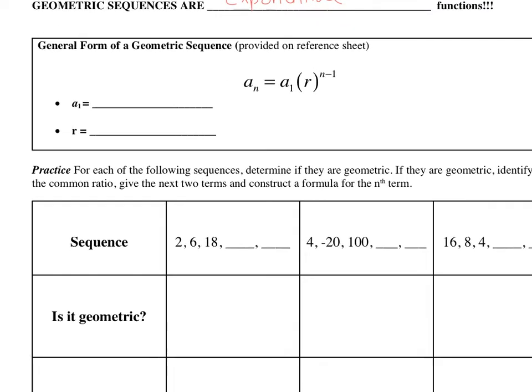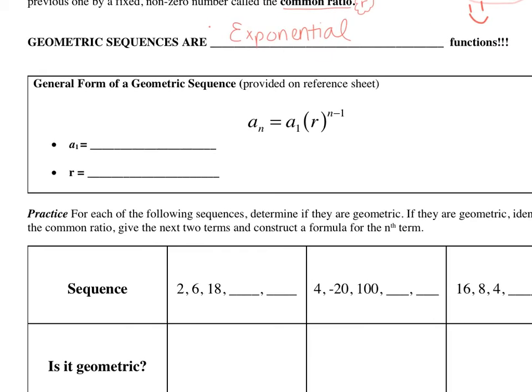Okay? So now we're going to look at the general form of a geometric sequence. You do not need to memorize this. This is provided on your reference sheet. The formula is, I'm going to say this once, and I'm going to ask you to please say this at least once or twice. If you need to hear me say it, just rewind the video. The general form of a geometric sequence is a sub n. A sub n is equal to a sub 1 times r to the n minus 1 power.